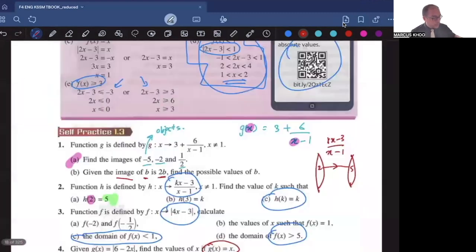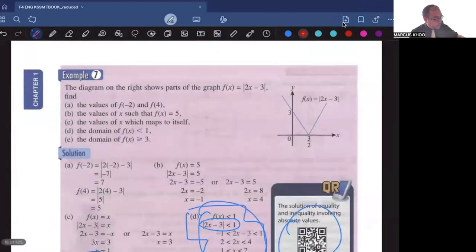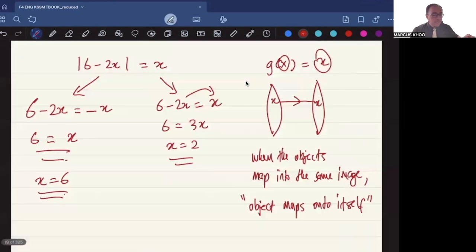And we see this in question 5. Sorry, we see this under this one, maps to itself. So maps to itself is this concept. X becomes X. So this is basically the point of this question, to teach you this term, which is called the object maps to itself. It reverts back to itself.